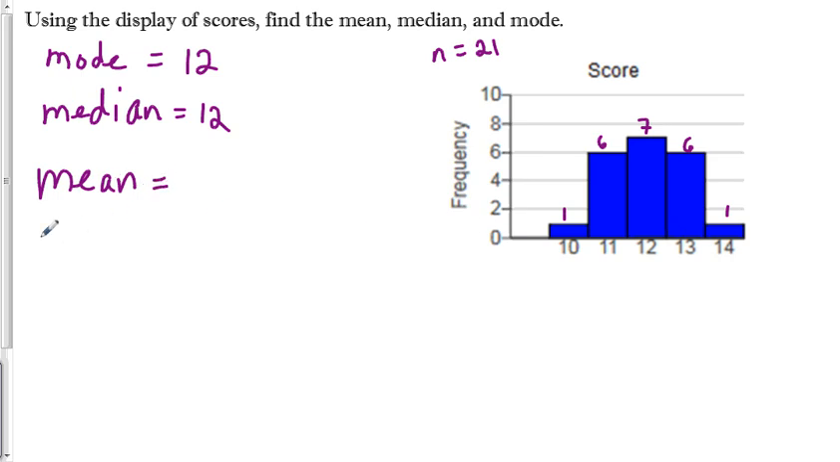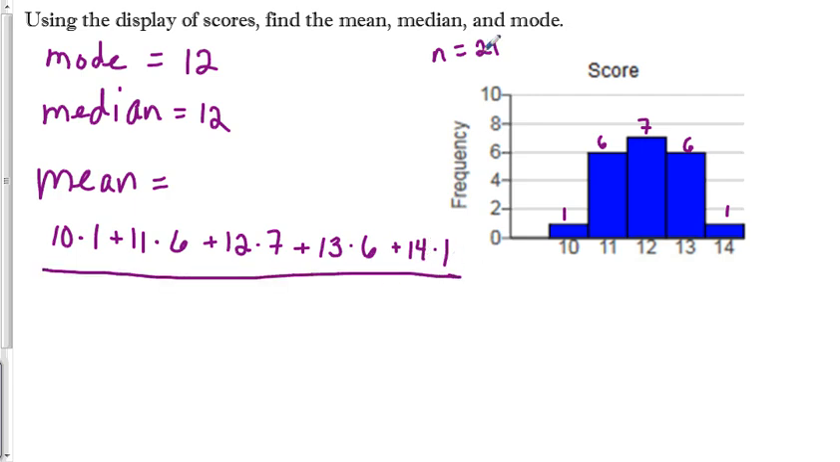So the mean here is equal to the score of 10 has a frequency of 1, plus the score of 11 with a frequency of 6, score of 12 and 7, 13 and 6, and 14 and 1. And of course, a mean means you divide it by the total, which earlier we found was 21. This gives us 252 in the numerator. Multiply first, then add them all together, divided by 21, which coincidentally is also equal to 12.